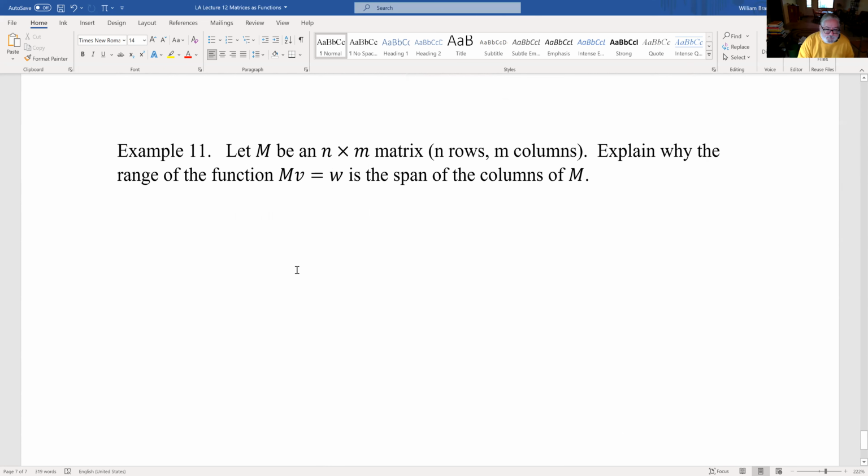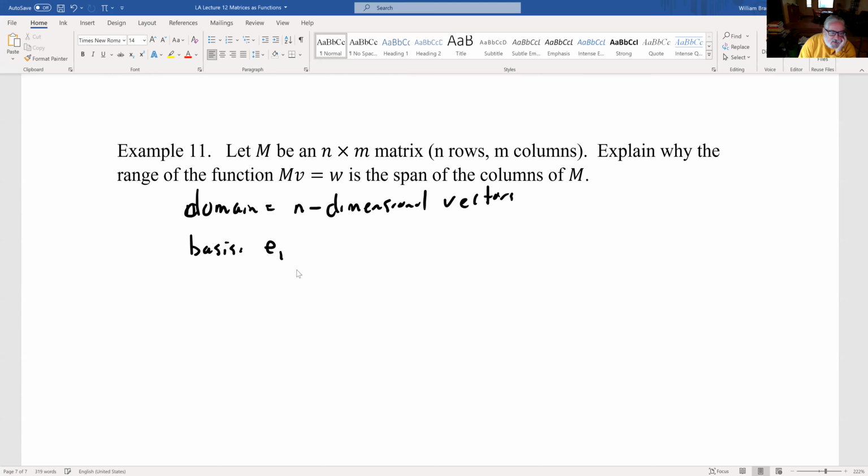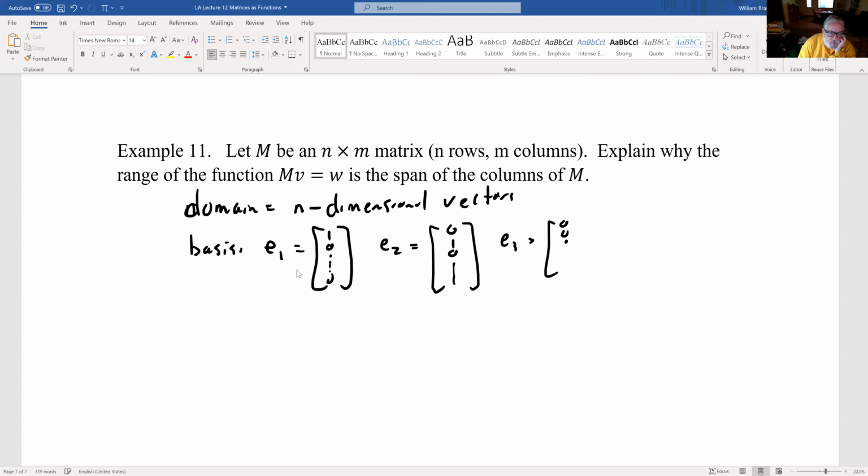So if I have a matrix M with n rows and m columns, the domain is n dimensional. I don't know why I call them n by m. They should all be m by n. I don't know why I reversed the n's and the m's. So they're n dimensional vectors. And so the basis for this is the vectors usually called E. E1 is 1, 0, dot, dot, dot, 0. E2 is 0, 1, 0, dot, dot, dot. And E3 is 0, 0, 1, dot, dot, dot.